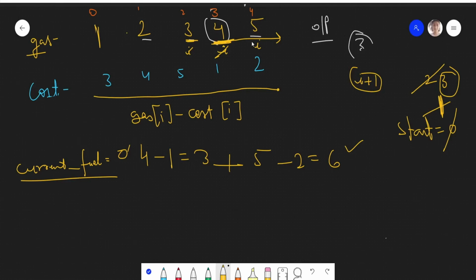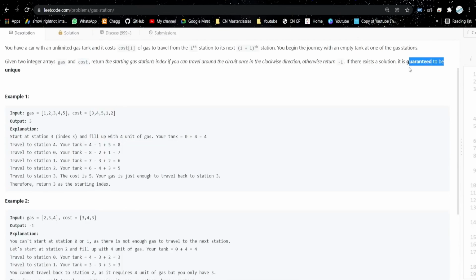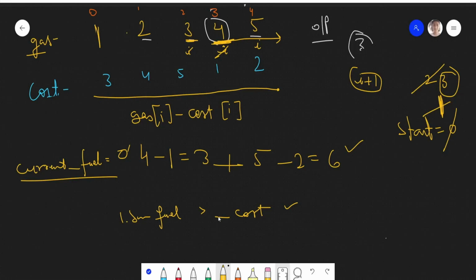Right? So you might be thinking, why are we not going back and checking from the earlier stations? Because first of all, we checked earlier that if the total fuel was greater than the total cost, then there is a path, and we found the path, and there is guaranteed to be a unique answer. And we already checked that we can go from this path. Right? So I hope you understood what we did over here.